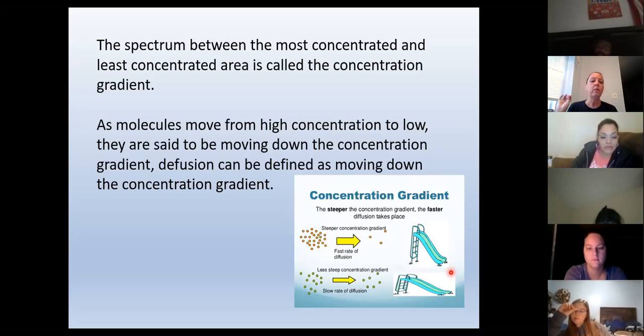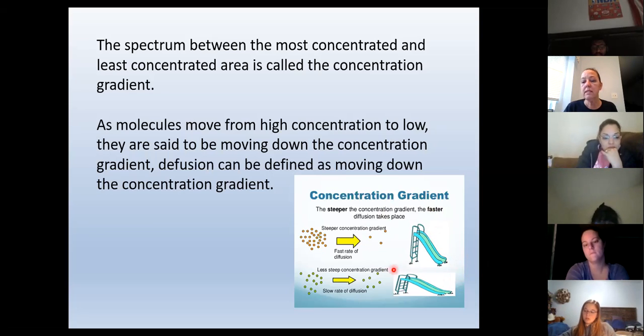Absolutely. So when we're talking about concentration gradient, we're referring to the difference between the highest and the lowest concentration. So if this slide right here represents my gradient, here I have my high concentration and my low concentration, and my molecules are going to move much faster than this slide. So there's my high and my low, and my molecules are going to move much slower.